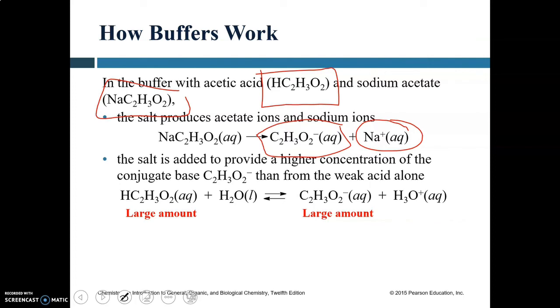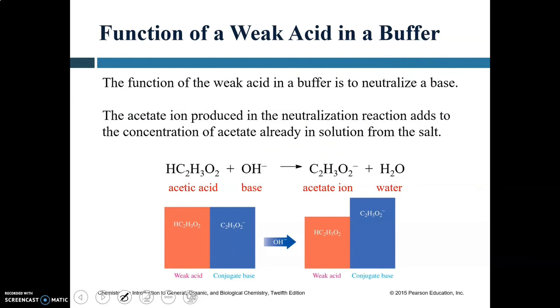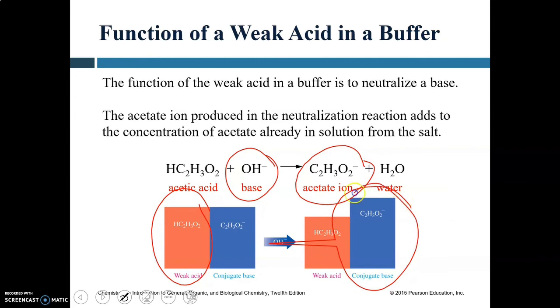Okay, so why do we need salt? We need salt to create a large amount of conjugate base, because dissociation of weak acid is not sufficient to generate large amounts of conjugate base. Now, what happens when base is added to the buffer? The weak acid in the buffer neutralizes the added base. So it creates an acetate ion, which adds more to the pool of the conjugate base, and a molecule of water.